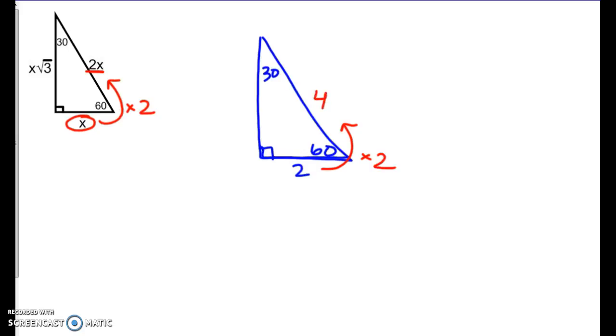Now to get the long leg, the one that's across from that 60, notice from our short leg to our long leg, we multiplied by the square root of 3 to get there. So that's exactly what we're going to do to this side. We're going to take 2 and multiply it by the square root of 3. So we end up with 2 times the square root of 3 as the length of our long leg.